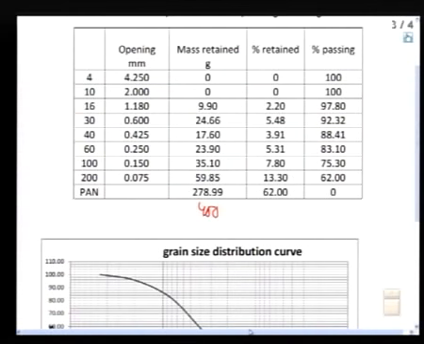When he moved to calculate the passing, look what he did. 0, then 100%, right? 0, then 100%. 2.2 out of 100% is 97.80%, right? Then if we took 5.48 from the 97.80, remember, it's cumulative.